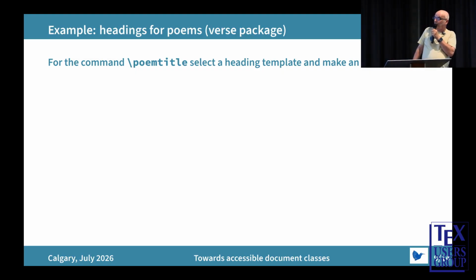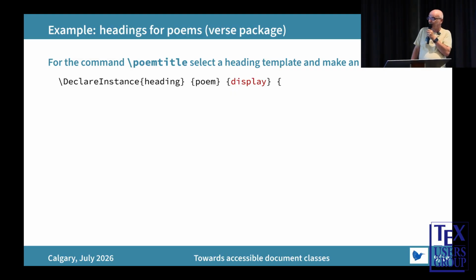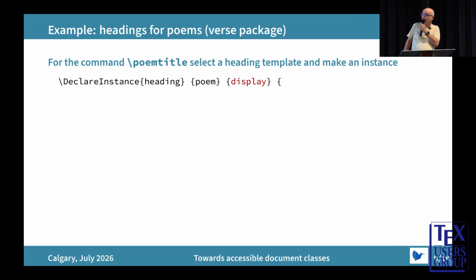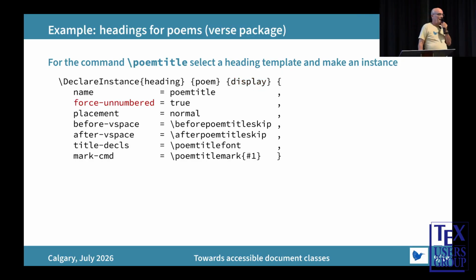So what we are doing is we are selecting a template from the heading templates to produce headings. There are 2 at the moment. I selected the display template. We call the instance poem, and we select a bunch of parameters.